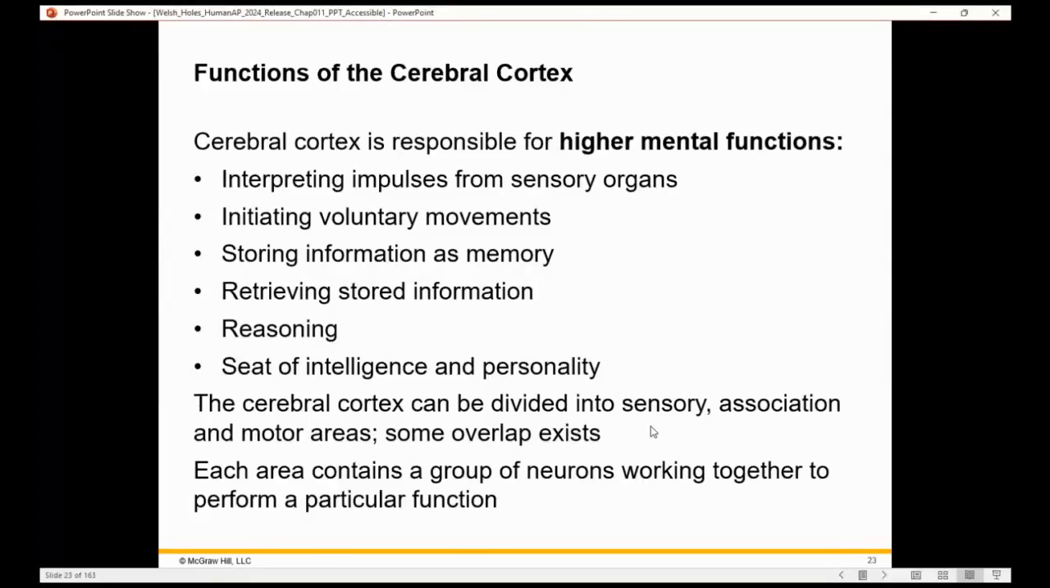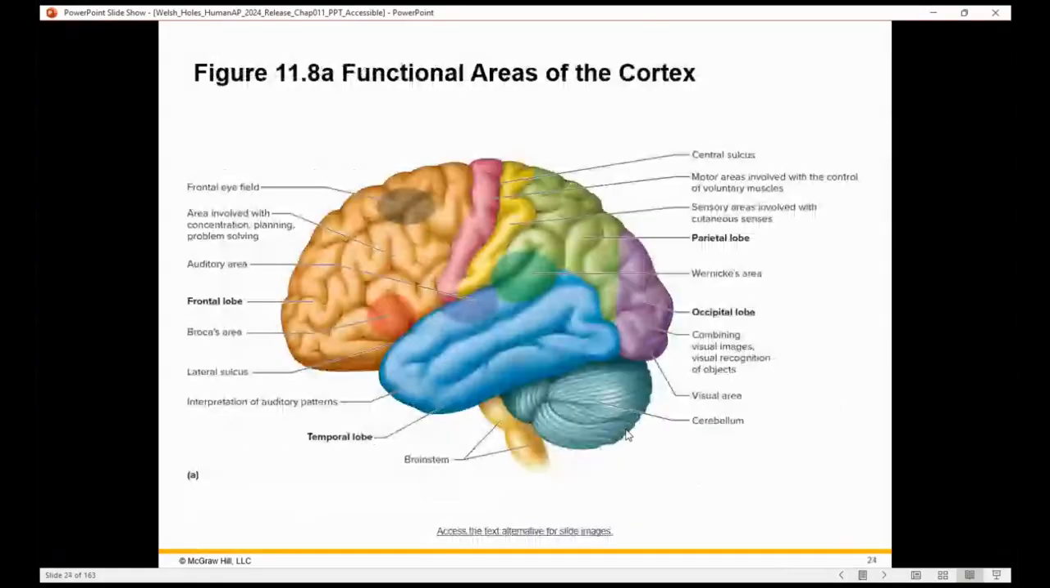The cerebral cortex can then be divided into sensory, association, and motor areas. And there's some overlap of these. Each area contains a group of neurons that work together to perform a particular function. And this figure shows you the functional areas of the cortex.